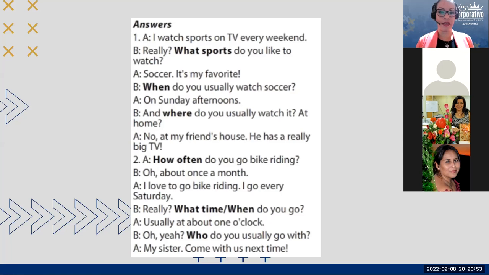Okay, now let's practice conversation number two. How often do you go bike riding? Oh, about once a month. I love to go bike riding. I go every Saturday. Really? What time do you go? Usually at about 1 o'clock. Oh, yeah? Who do you usually go with? My sister. Come with us next time.